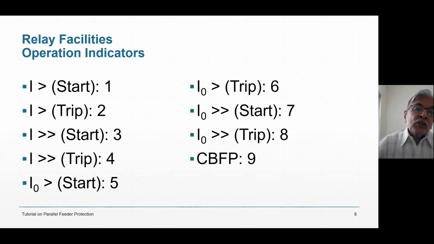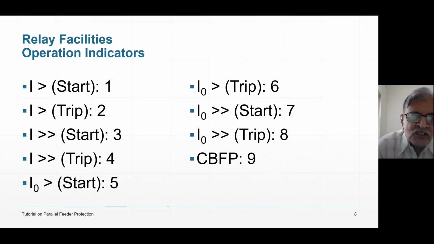Relay facilities, the operation indicators. What are the operation indicators? If I greater start, that means the current is more than the plug setting. If you have set the relay at 1 ampere, and the current crosses 1 ampere, then indication 1 will come on the display panel. Red indication 1 will come. You will come to know that the current has exceeded the plug setting. Try to understand, the relay is not yet operated. It is time delayed. But if the relay trips due to that, then indicator 2 will come.